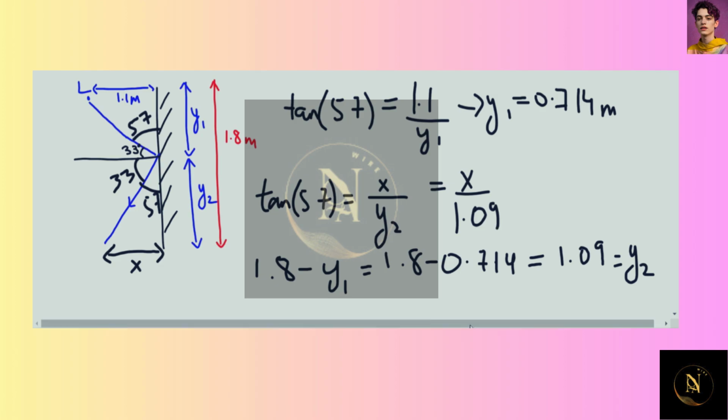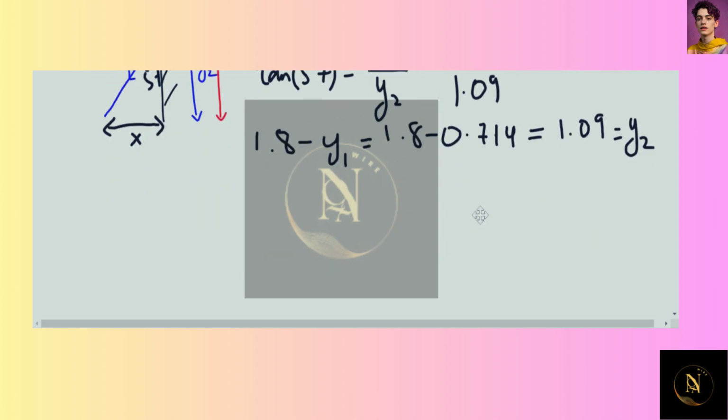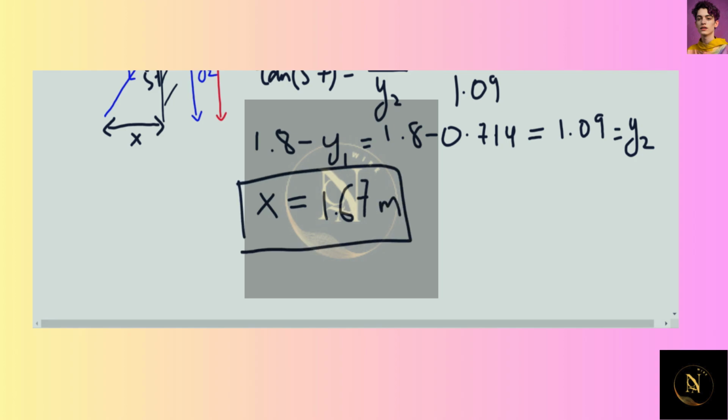This is an equation which we can solve because tangent of 57 is a value that we can calculate, and multiplying that by 1.09 will give us the value of x, which will come out to be 1.67 meters. And that is the distance from the mirror to the point at which the laser beam hits the floor.